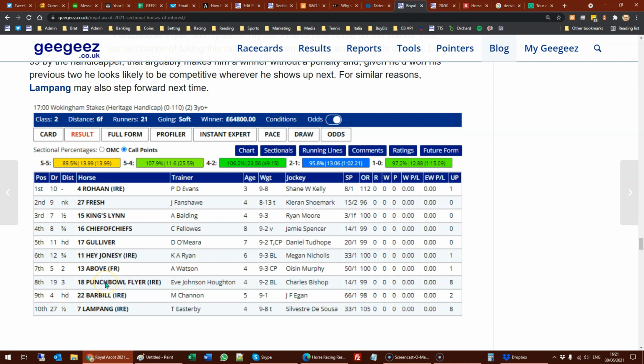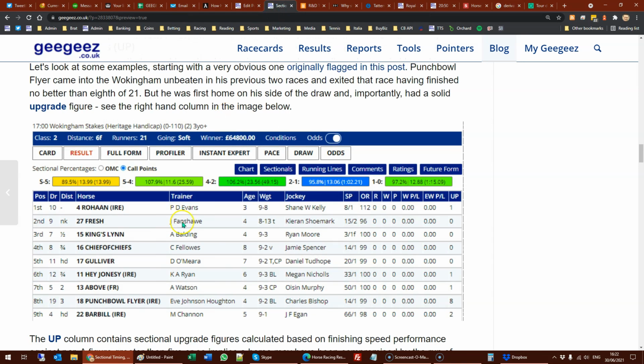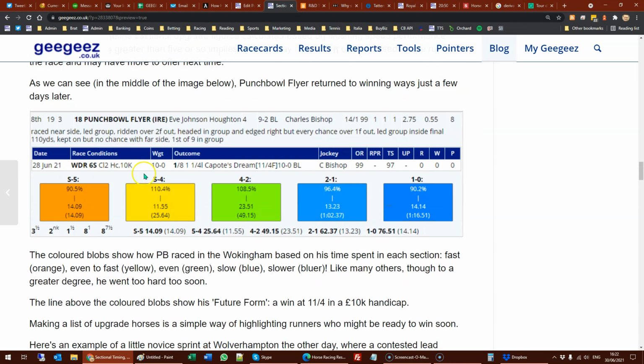So essentially, Punch Bowl Flyer had come into this race having won his last 2. There's an argument to say that he won his race on the near side as well, so he was basically a winner without a penalty. That was the argument that I made here, and indeed he was left on this rating of 99 and went on to win his next race, which we can see here, a couple of days ago, at 11-4, and he won it quite comfortably. That was a Class 2 10 grand handicap, so that was a good job, and obviously that was advertised to us by his upgrade figure.